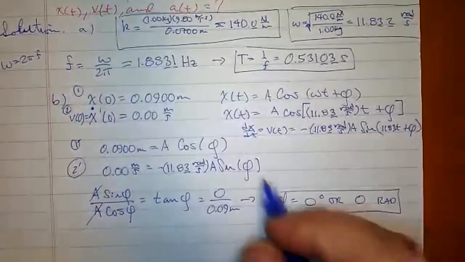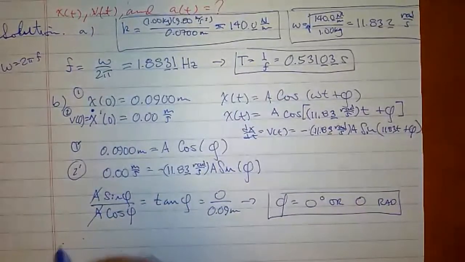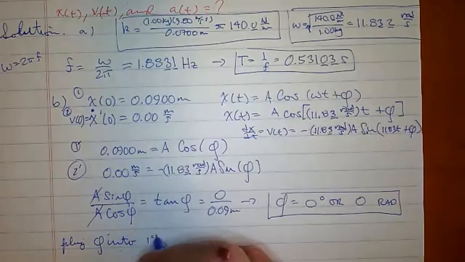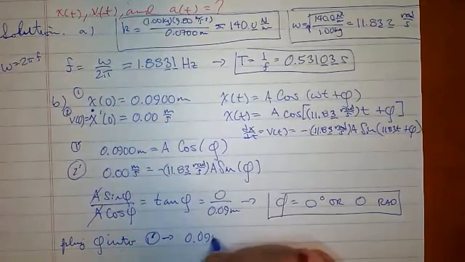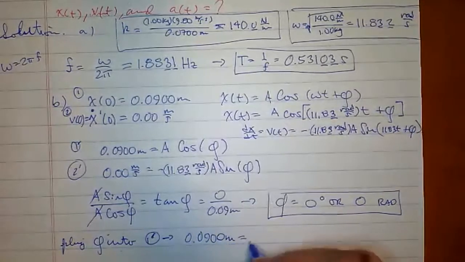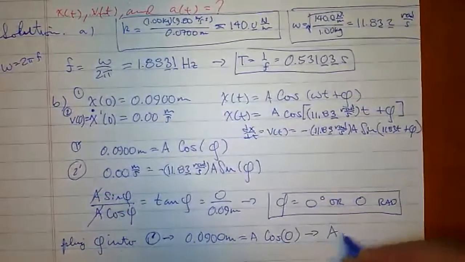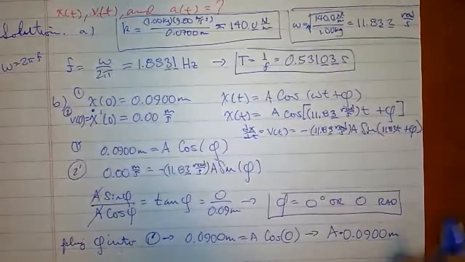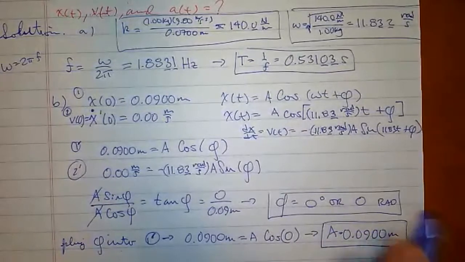Now that I have that, I can plug that back into equation 1 prime. So plug phi into 1 prime, and that gives us 0.0900 meters is equal to a times the cosine of 0. Implies a is equal to 0.0900 meters. And we're like, duh, of course that's what a is. Just like I said, we started it by pulling it out to its max height.